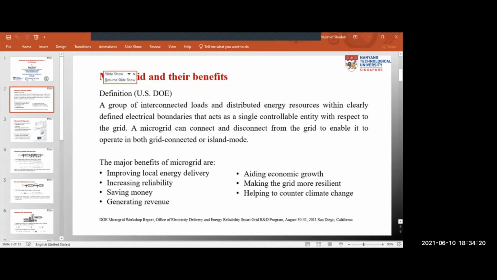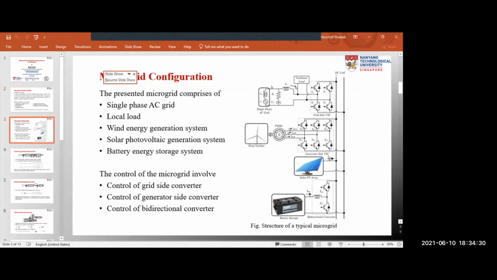Hey Sarvesh, are you able to see which screen you are able to see? Microgrid and their benefit. Okay. Maybe you can change it? Yeah, microgrid configuration. Yeah, now.